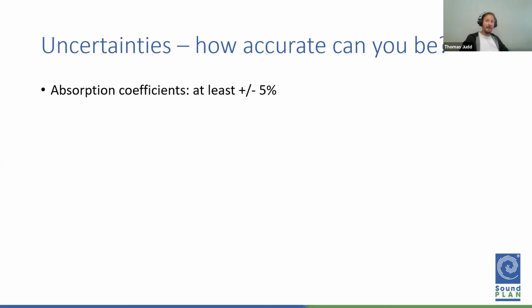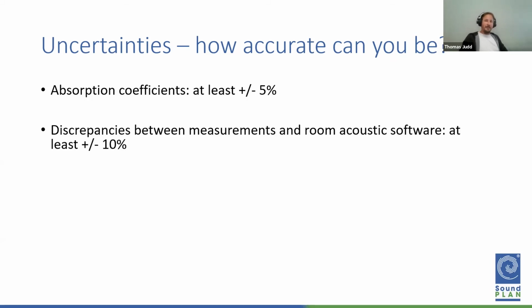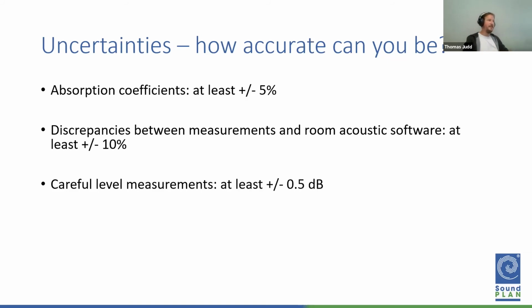It really is. And 5% is optimistic for the lower frequencies. If you try and compare room acoustic software with measurements, you will tend to have discrepancies of at least 10%. Sometimes that's partly to do with the approximations in the software, and it's partly to do with measurement issues. But it all adds up to at least 10 plus minus 10%.